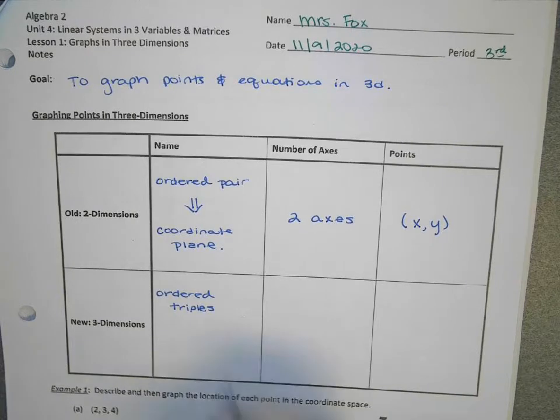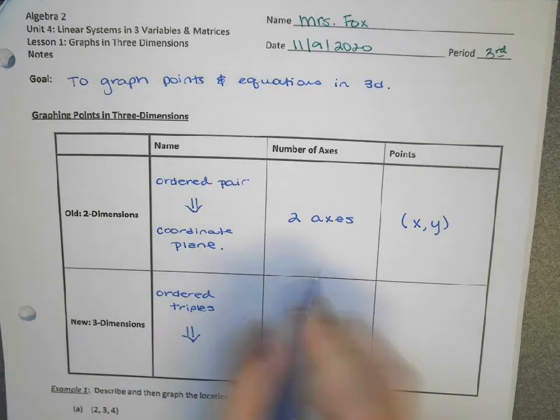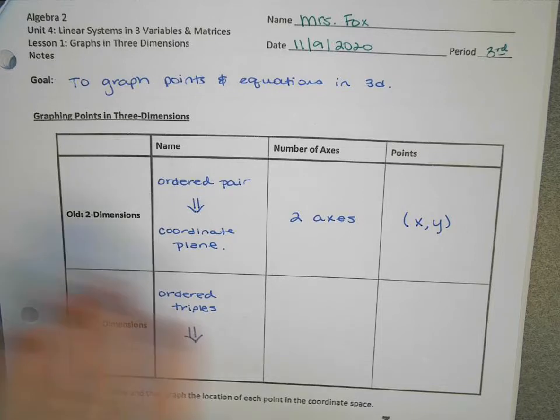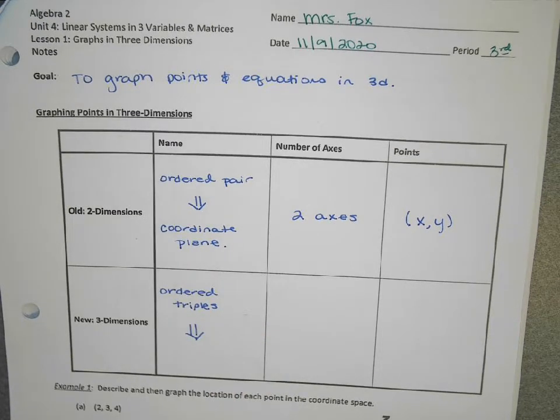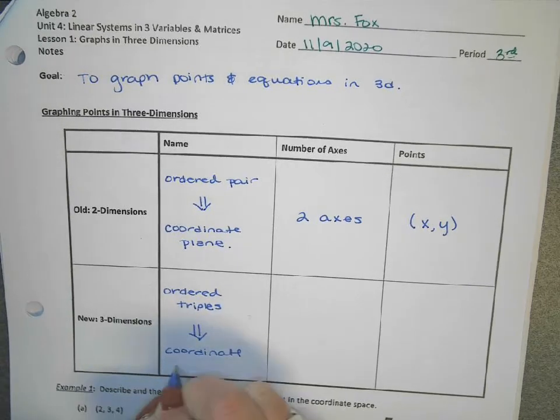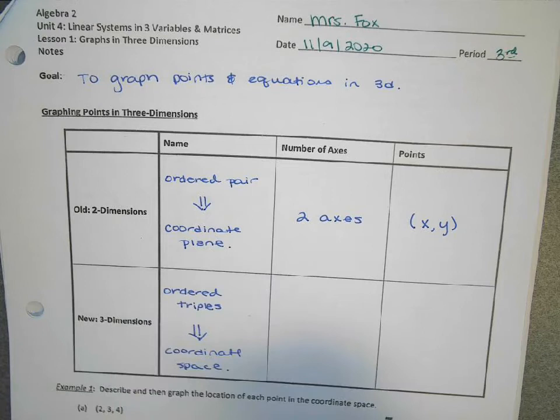Okay. And when we graph this, if we have 2 axes that make a plane, what would 3 axes make? Anyone want to guess? It makes a space. Okay, so 2 axes are going to make a plane. If I add a 3rd axis, I've now created space. So this is going to be plotted on the coordinate space, no longer a coordinate plane.